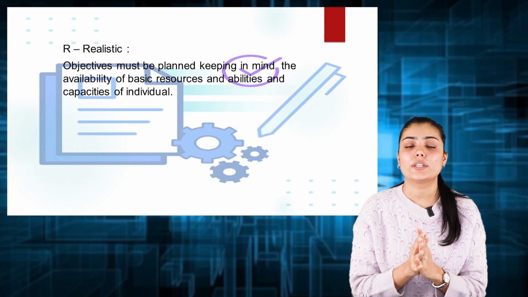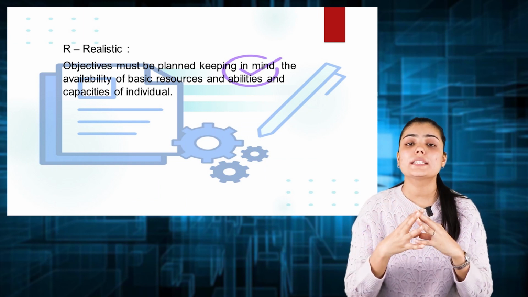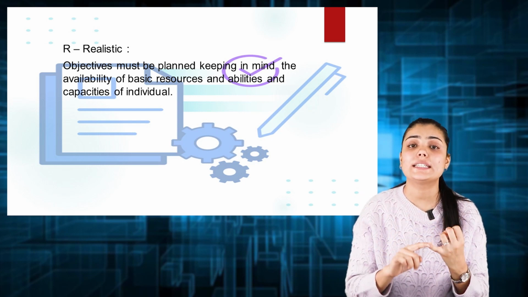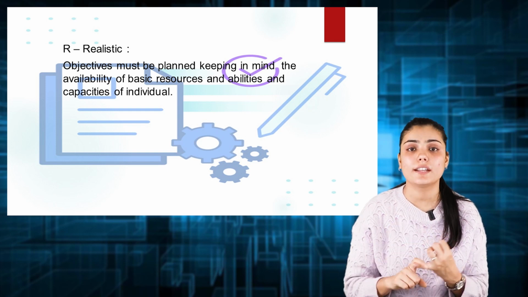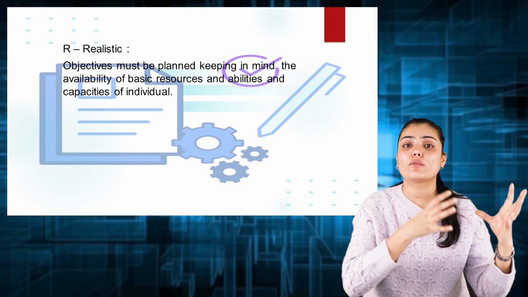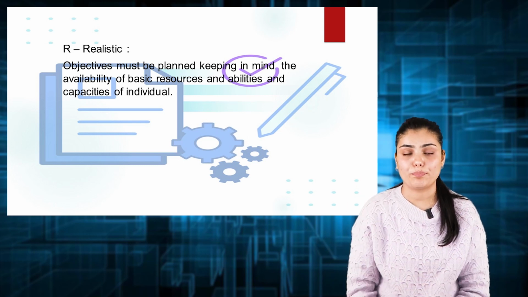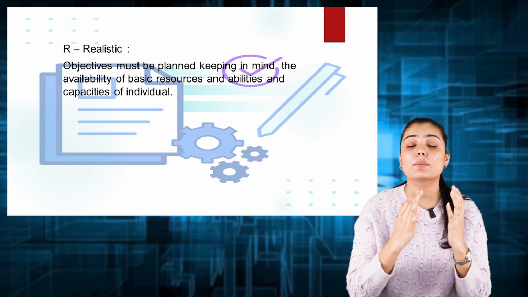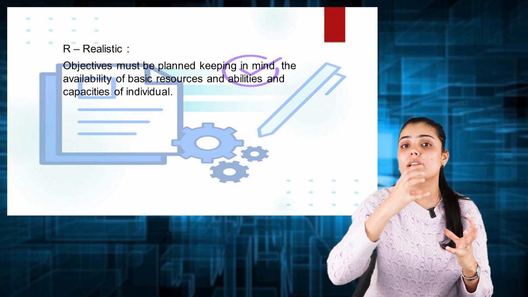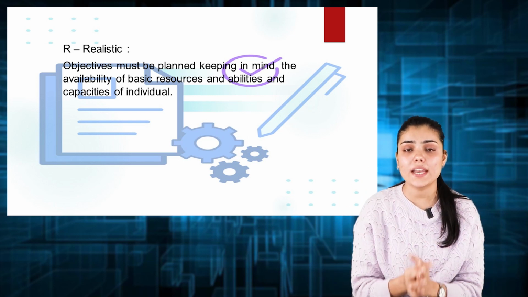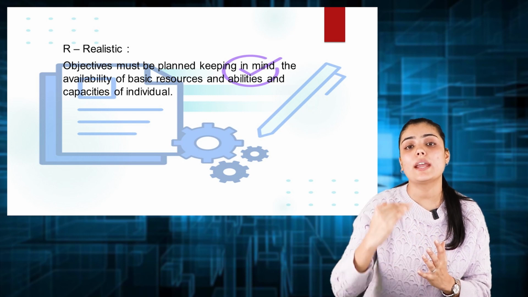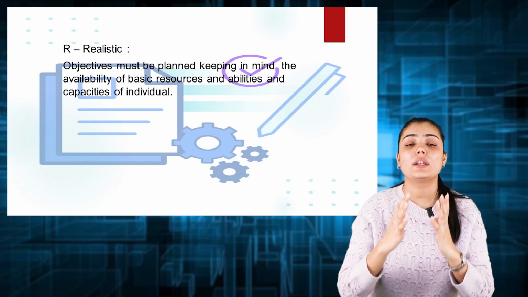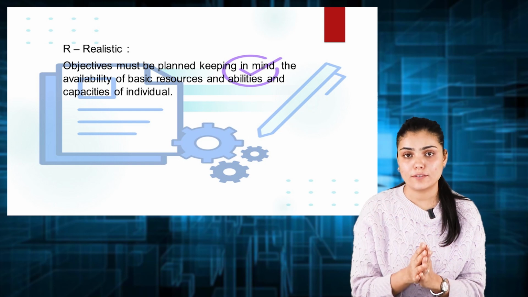Next, we have R, which stands for realistic. While formulating objectives, the teacher and the student must keep in mind the availability of the resources used for the teaching learning process, and the abilities and capabilities of each and every individual in the classroom. We must know the ability of the student to understand the topic, the capability of each and every individual, the individual differences of the learner, and the resources that are available to carry out the teaching learning process. With all these things in mind, we can formulate a realistic, attainable objective.